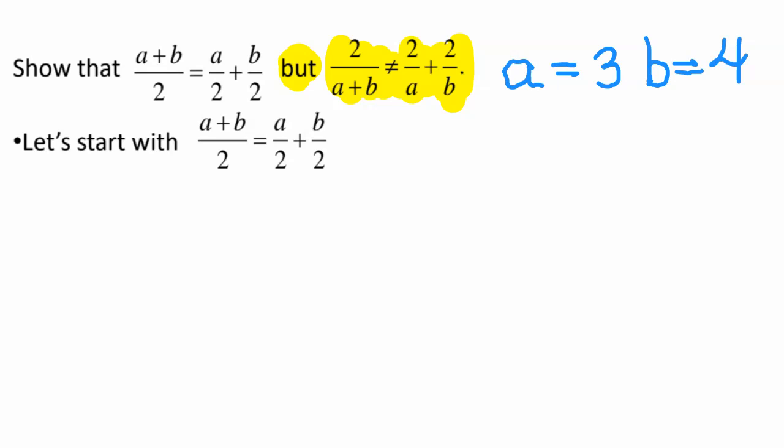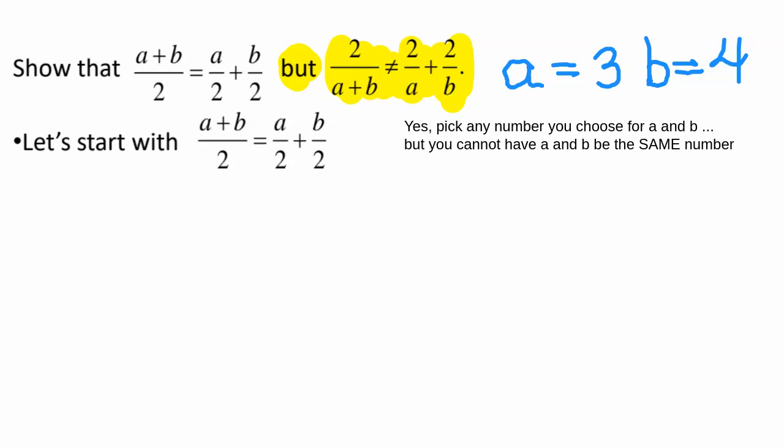Pick any number you choose for A and B, but you cannot have A and B be the same number. They've got to be different. Because is A the same as B? No. Well, now we're going to do the proof.